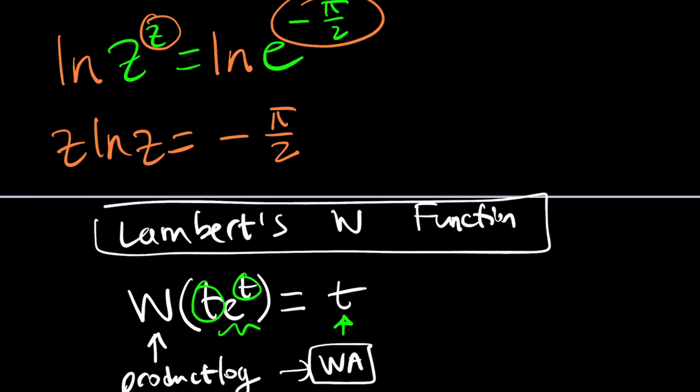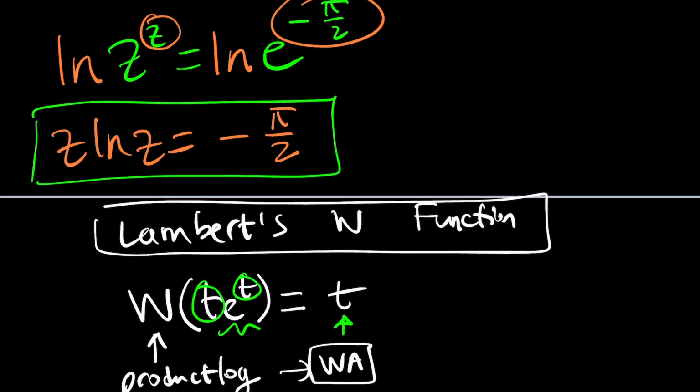The same t we're talking about. But wait a minute, is this in that form? Not really, because let's say this is a t, right? This is not e to the t. Or maybe it's the other way around. Okay, so we can do this. z ln z equals negative pi over 2.